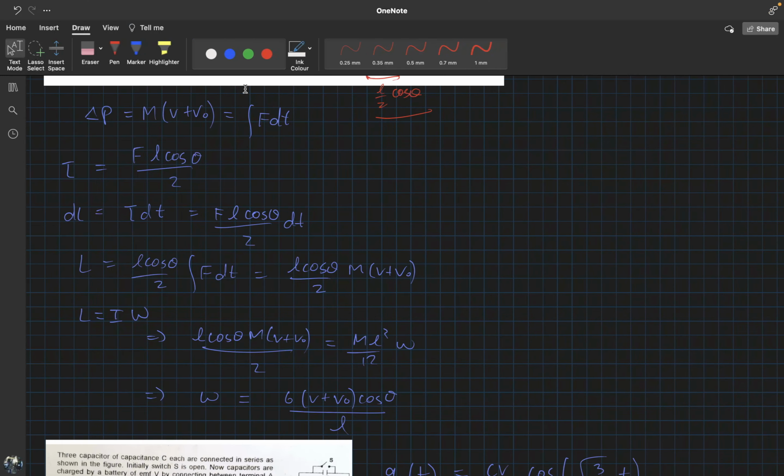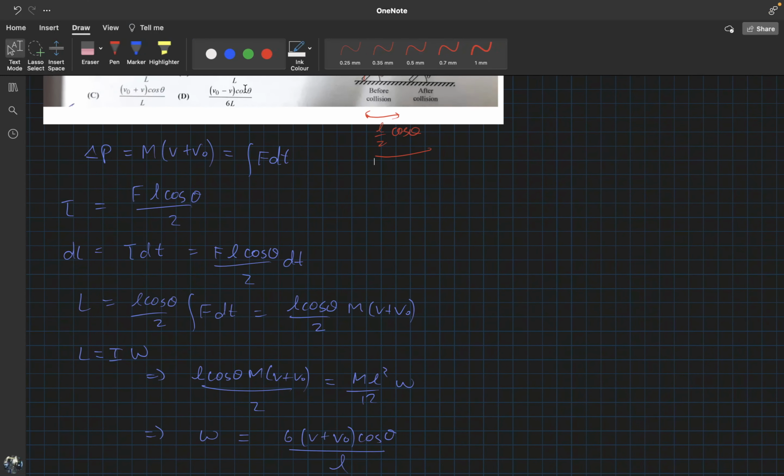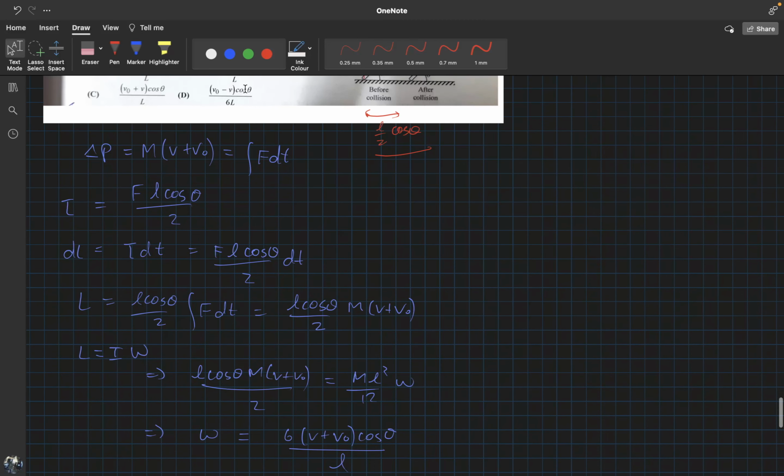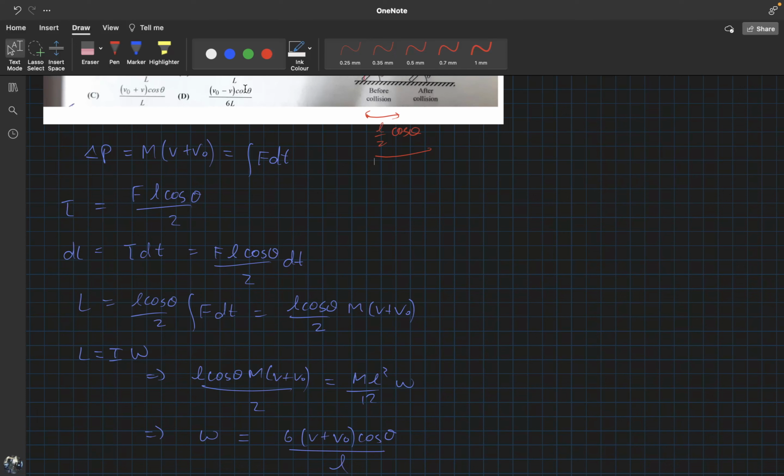Impulsive torque is what you have calculated, correct? Yes, sir. So you are calculating impulsive torque about the center of mass, and you're writing impulsive torque, tau dt, which will be equal to delta L, correct? Delta L is equal to tau dt, that is fine. And then? We already know the integral of F dt, so I just factored that out and substituted its value. So L is equal to I omega, where I is ml square by 12 into omega.